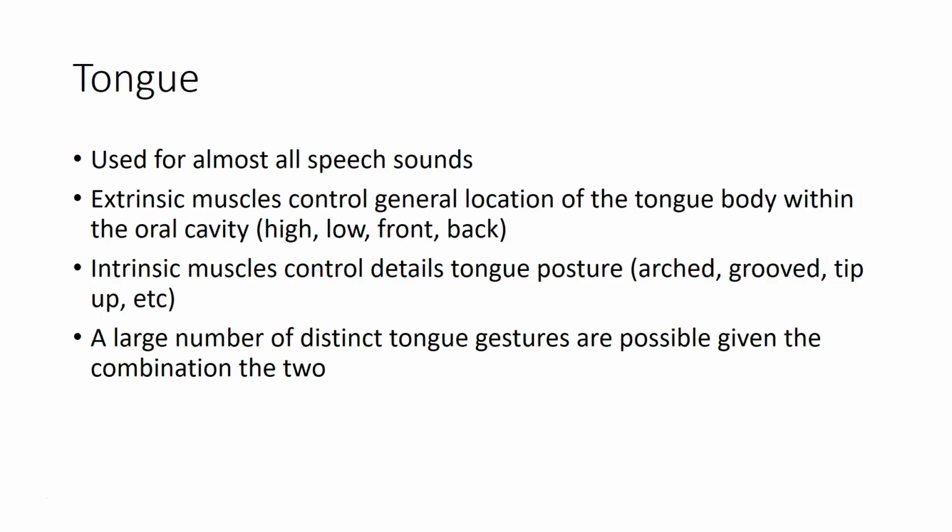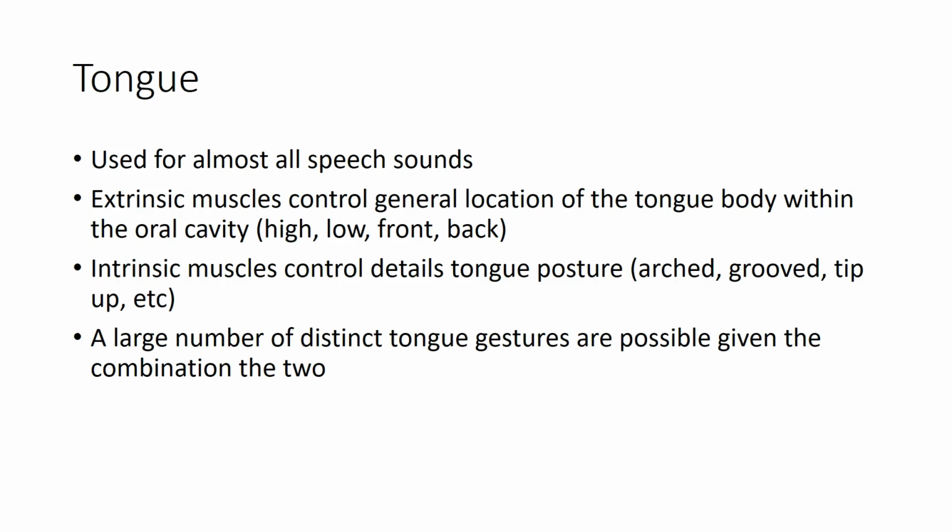The tongue is our most complicated articulator of all. It has a role in almost all of the speech sounds. Broadly speaking, we have extrinsic muscles that control the general location of the tongue body within the oral cavity, and then intrinsic tongue muscles that control details of tongue posture. Putting all our different possible extrinsic and intrinsic activities together, we have a lot of different tongue gestures that we can make.